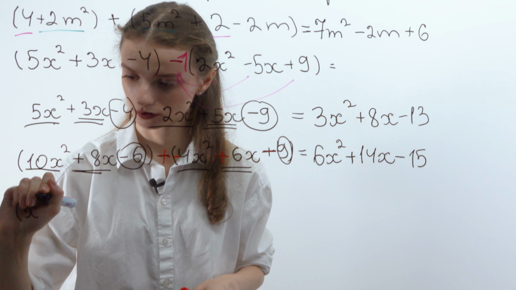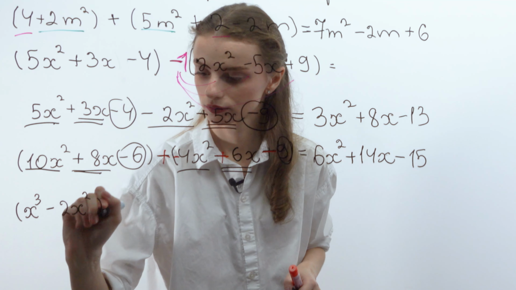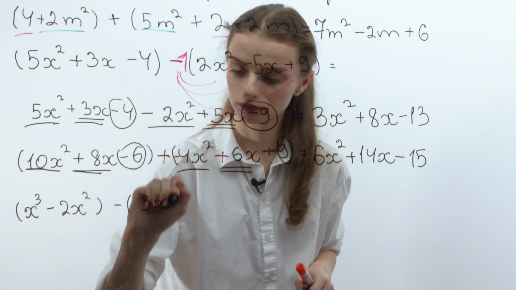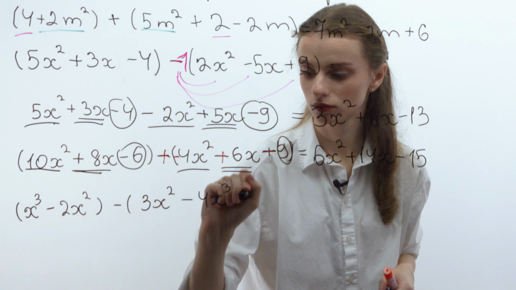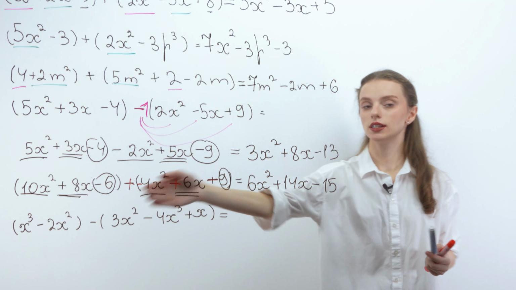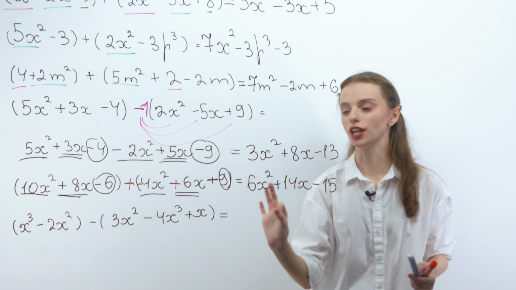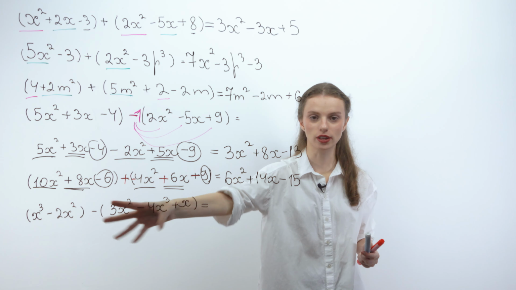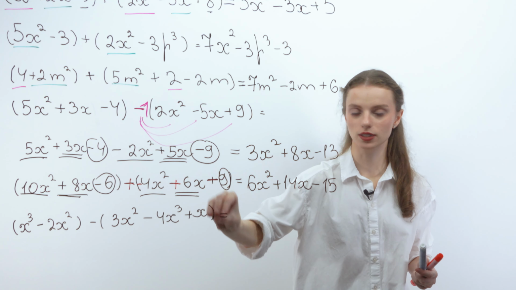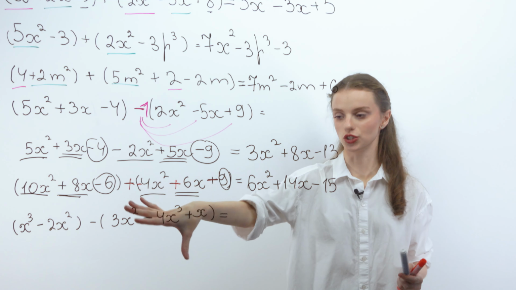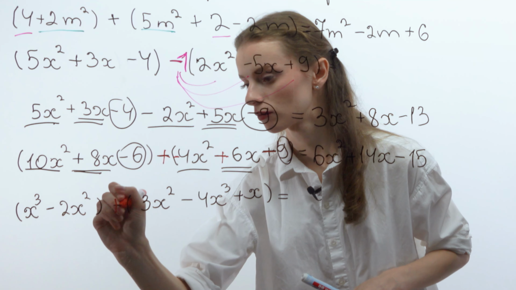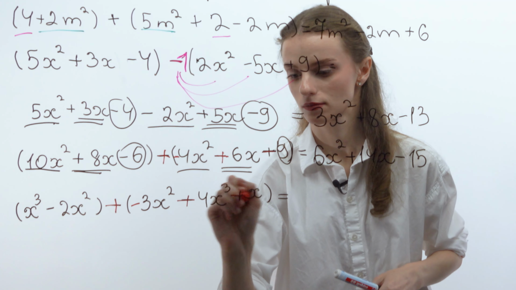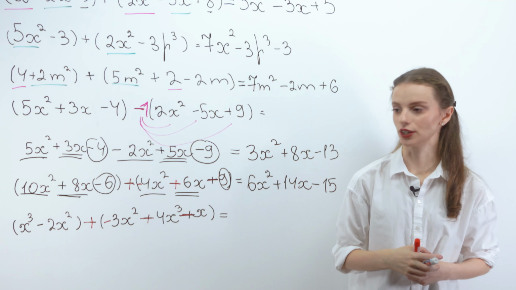Here I have x cubed minus 2x squared minus open parentheses 3x squared minus 4x cubed plus x. This negative doesn't just change the sign of the first term in the parentheses. It changes everything, every single sign within the parentheses, not just the first. So let's do it. Now we can combine like terms.